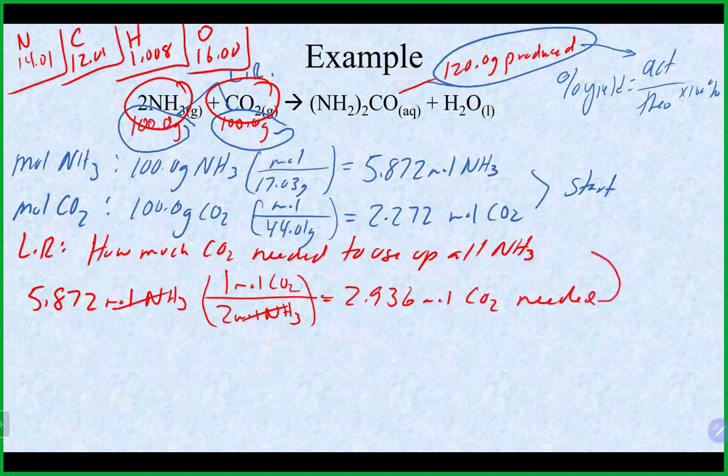This is where I'm going to compare how much I need to how much I'm starting with. And I hope we could clearly see I do not have enough in this case. I have 2.2 to start with, but I actually need 2.9. So because of that, that means that the CO2 is the limiting reagent. The NH3 here would be our excess reagent. Any questions on that?